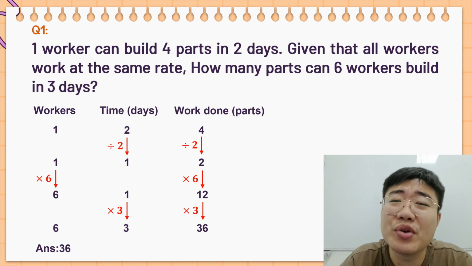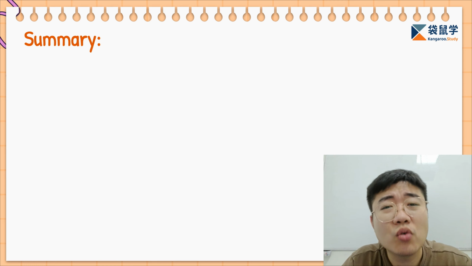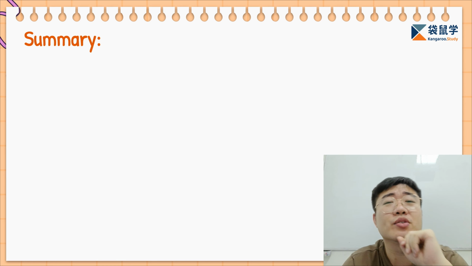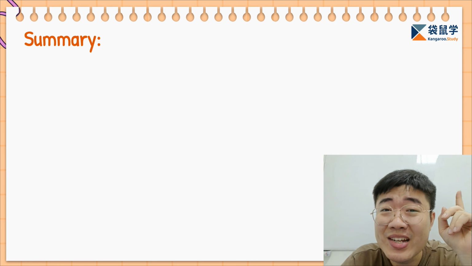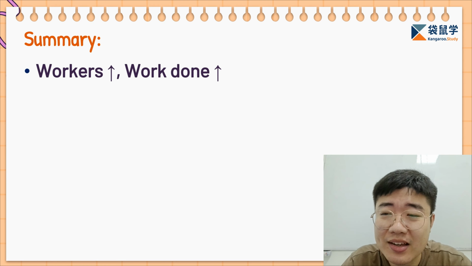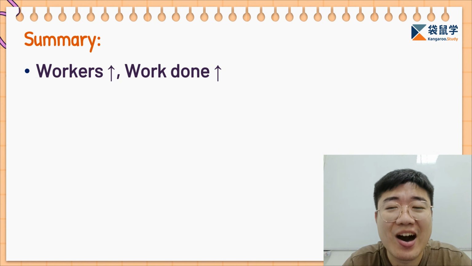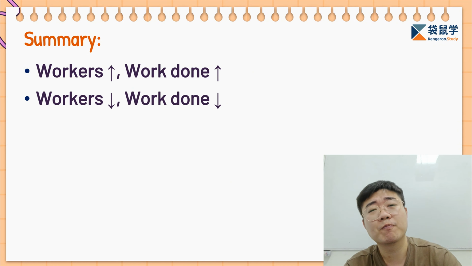So let's do a quick summary on this question here. In the first question, we will notice that if the number of workers increase, would the work done increase or decrease? Perfect. Amount of work done should also increase. Now, how about if it goes the other way? If the number of workers decrease, how about work done? Yes, now this will decrease as well.